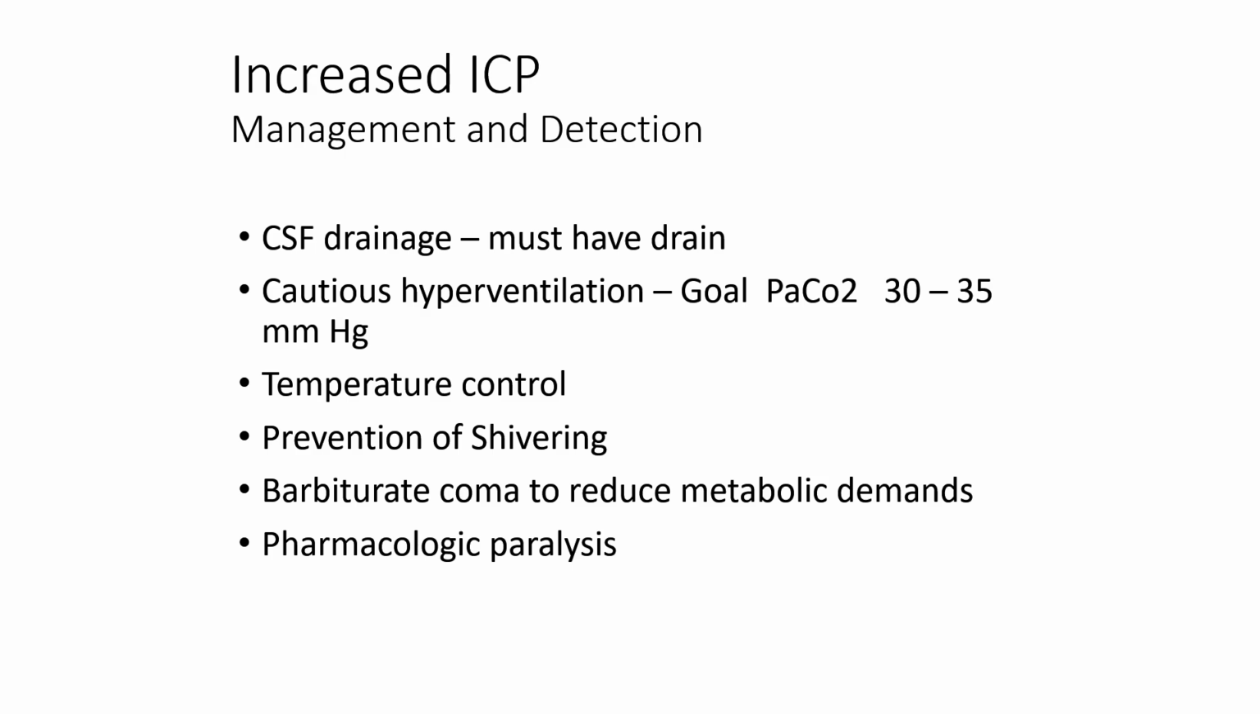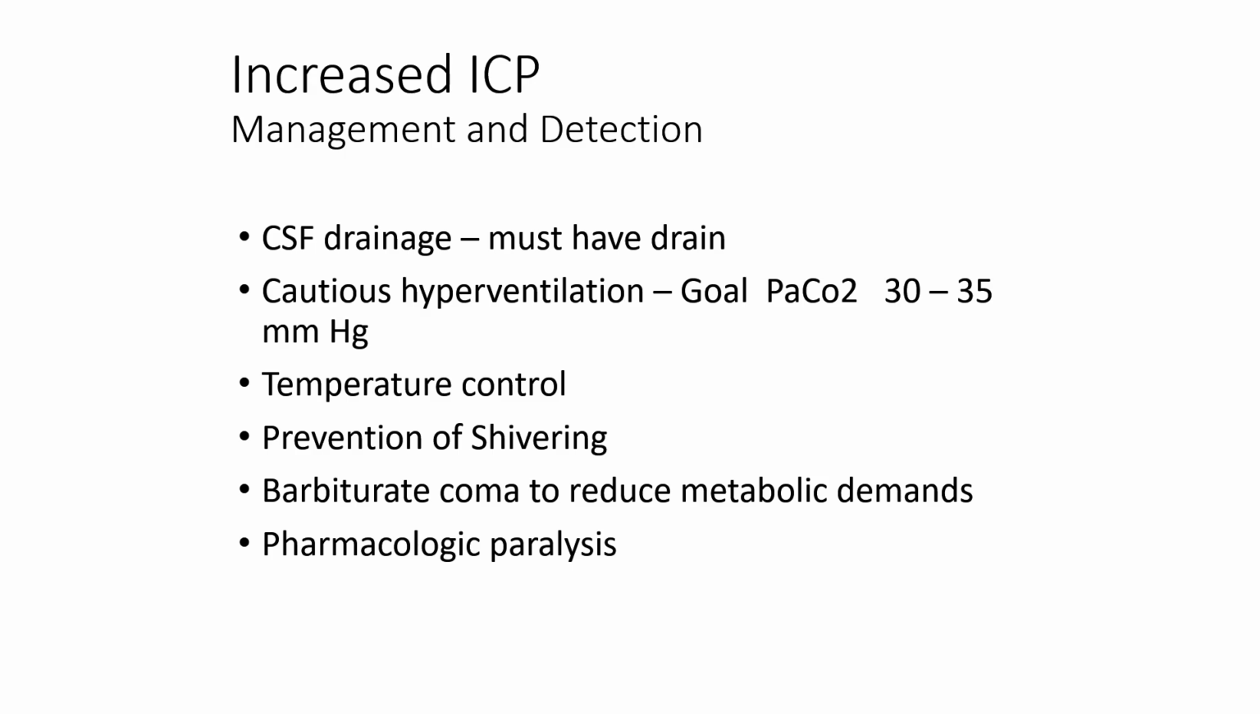We want to use cautious hyperventilation in these patients. We want them to have a PaCO2 of 30 to 35. So we want to decrease their serum CO2 just a little. Carbon dioxide is a very potent vasodilator. So if we can blow off more CO2, it may lead to just enough vasoconstriction within the vessels to provide room in the cranial vault.